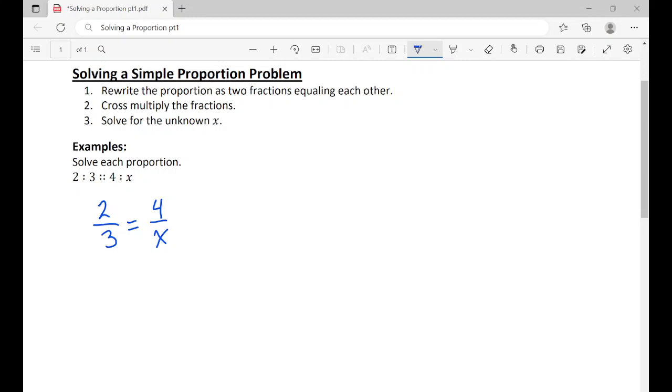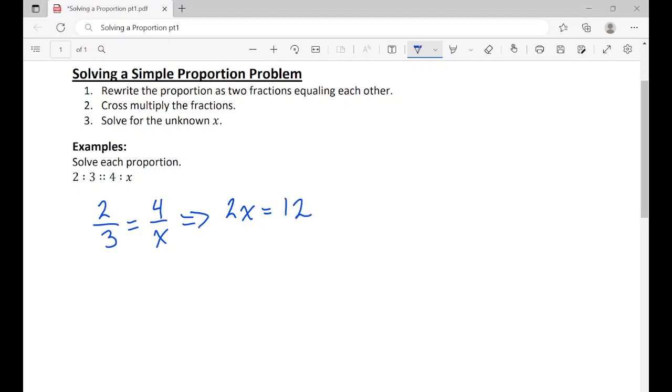Now we're going to cross multiply, which just means you're going to take the bottom of the first fraction and multiply it by the top of the second fraction, and then take the bottom of the second fraction and multiply it by the top of the first fraction. So we're going to end up getting 2 times x, which is going to be 2x, equals 3 times 4, which is going to be 12.